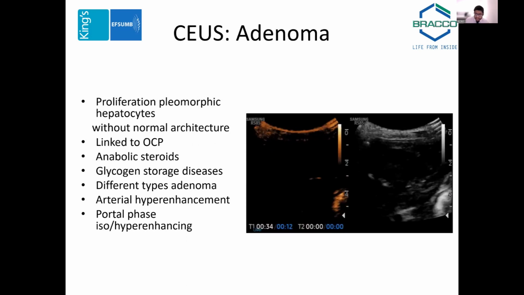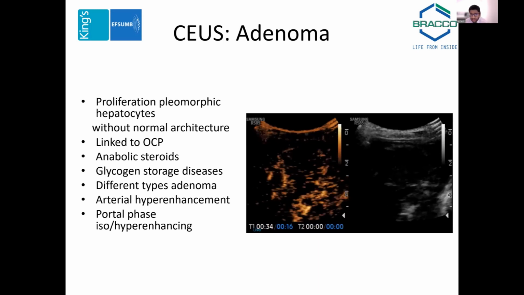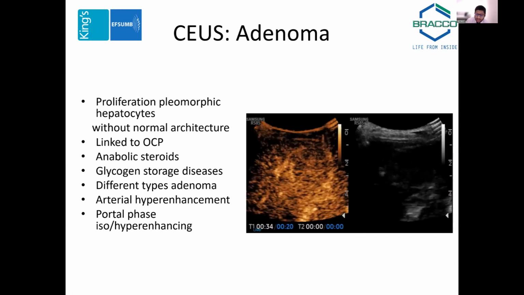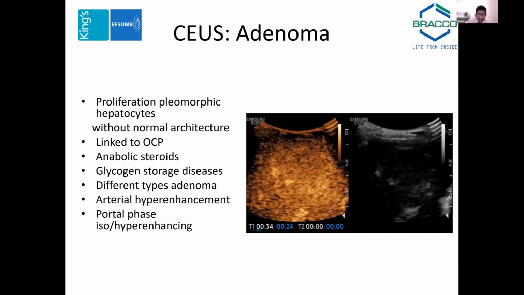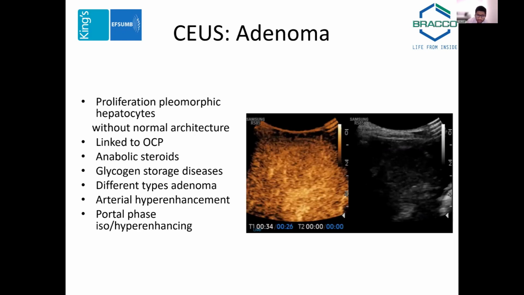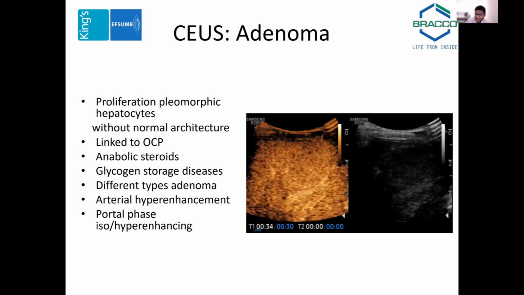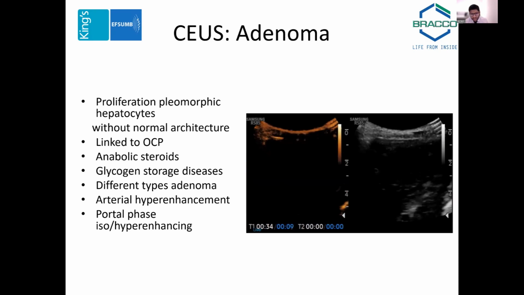The next lesion we'll move on to talk to is adenomas. These are proliferations of pleomorphic hepatocytes, but they lack the normal architecture. Now, there is a heterogeneous group, but they're linked to things that cause increased steroid production. So oral contraceptive pill, anabolic steroids, glycogen storage diseases. But these are things that we need to make sure we've got the history for beforehand.